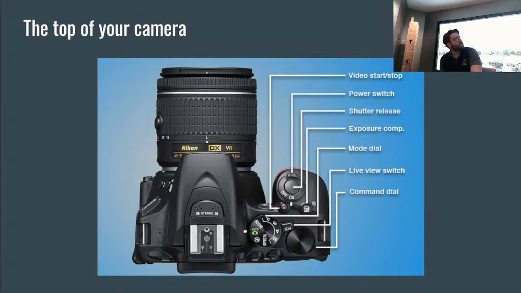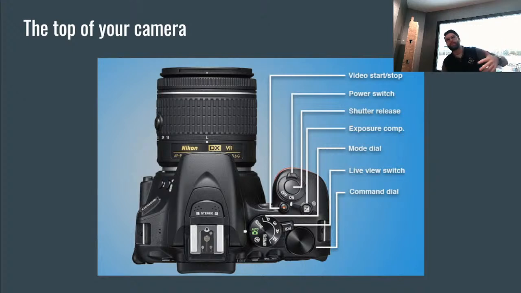And then the last thing is the command dial. When you see the command dial on the top there, different brands do it a little bit differently. Sometimes it's just a movable piece on the camera. Other times it almost looks like the mode dial up there. Let's say that you're doing a shutter priority or an f-stop priority. When you're going through that, the command dial will rotate that for you.